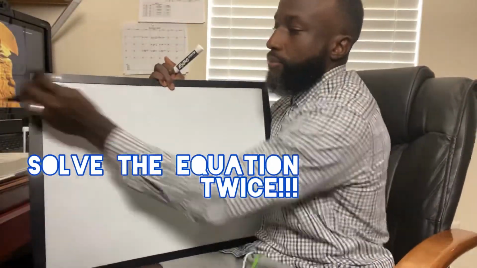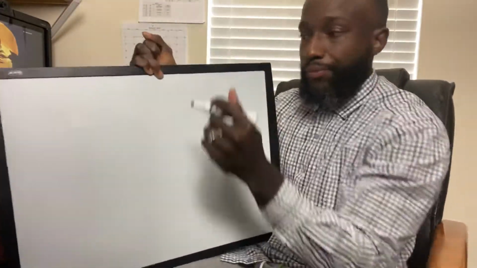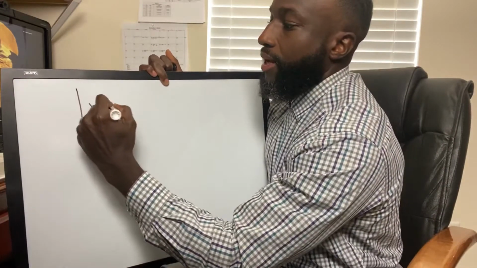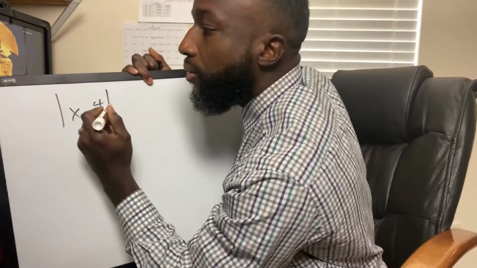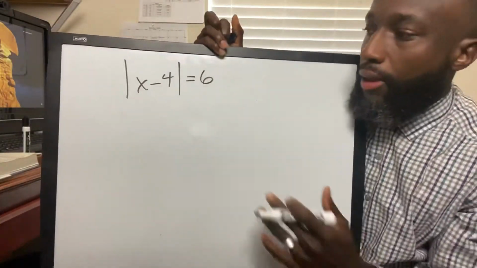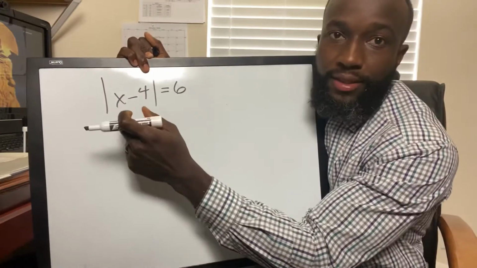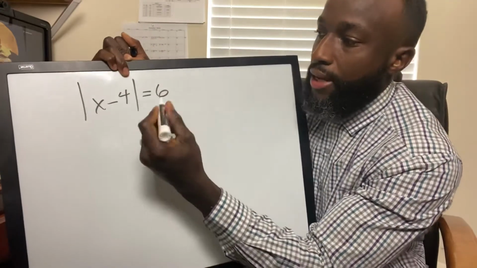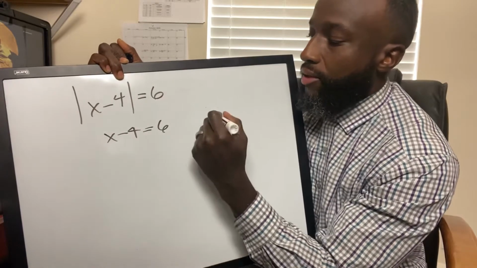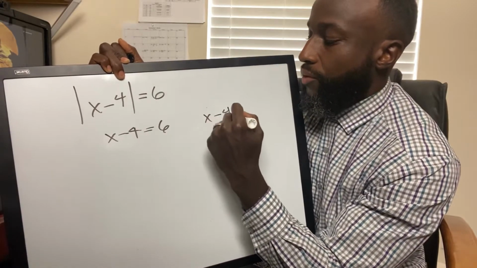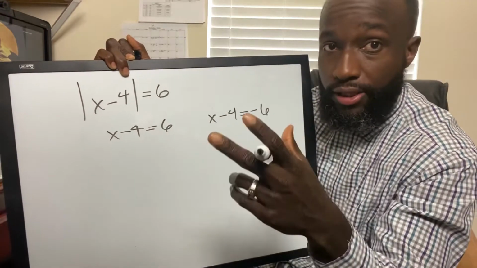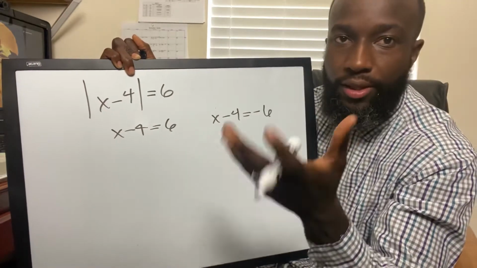Okay? So let's look at an example. Here we go. First one. The absolute value of x minus 4 equals 6. Right? So, like I said, the absolute value is the distance from 0, which means that you're going to solve x minus 4 equals 6, and you're going to solve for the negative x minus 4 equals negative 6, right?